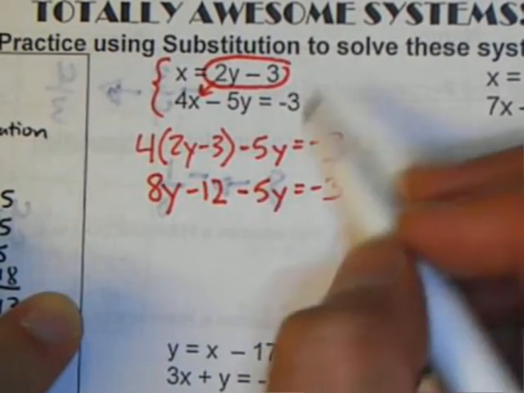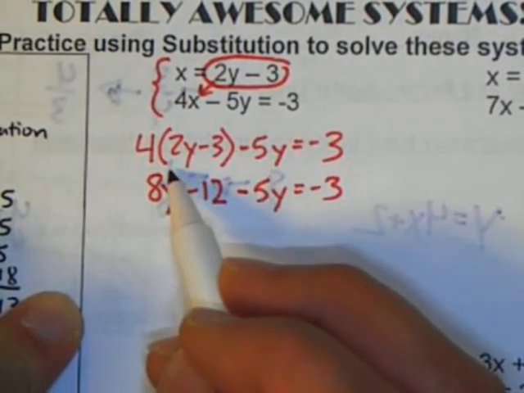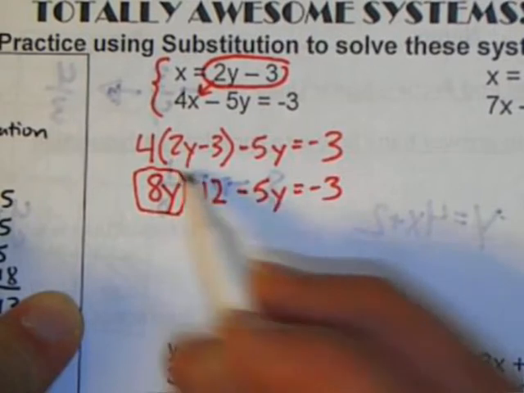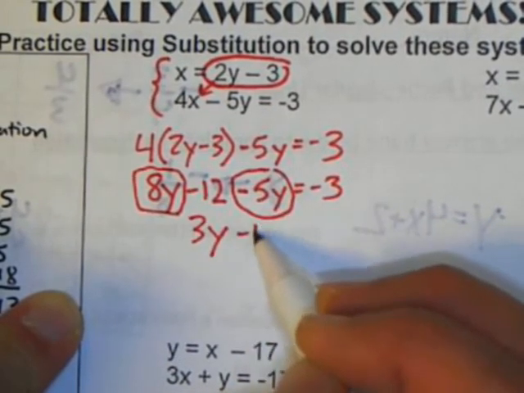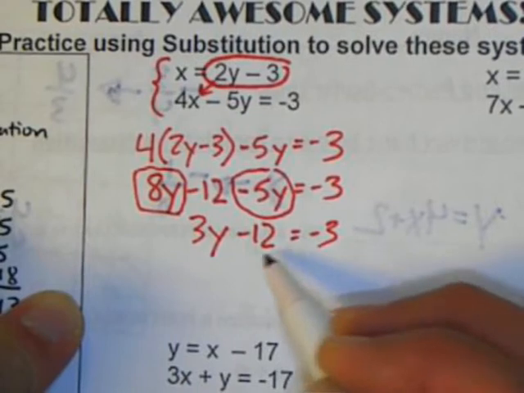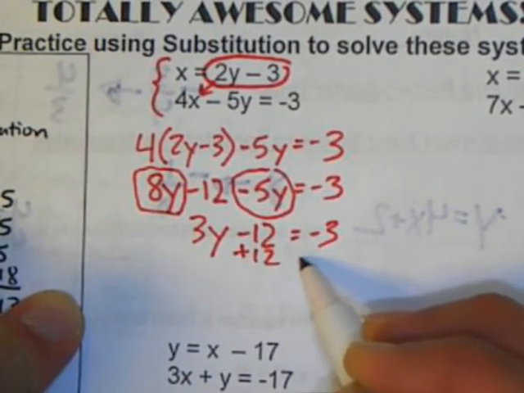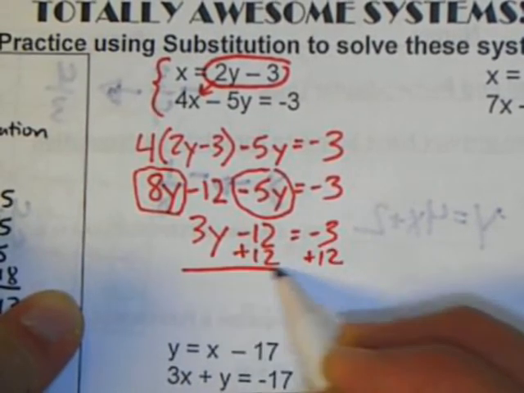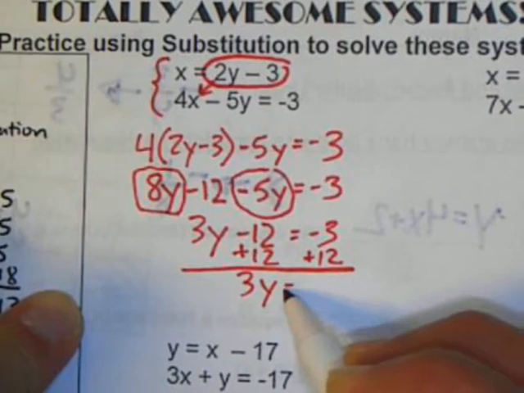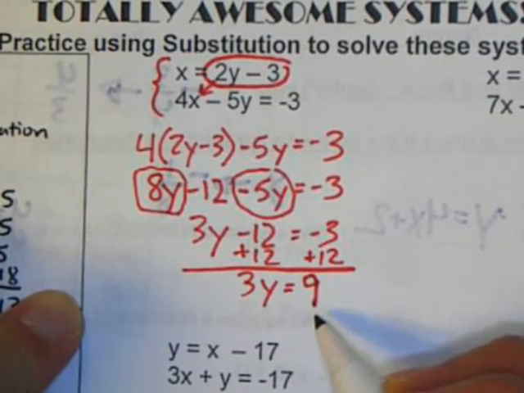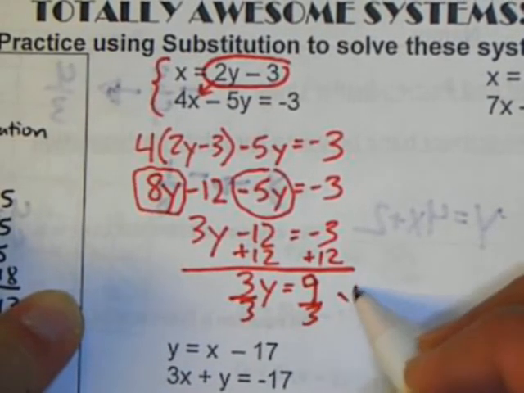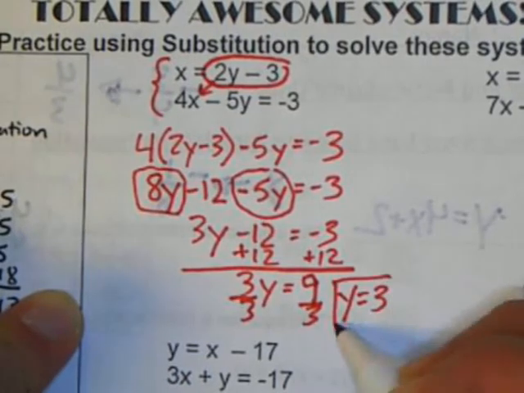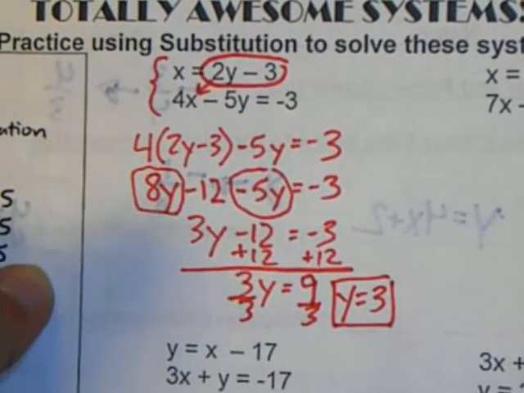Okay, now I'm going to combine like terms. Combine this 8y with this negative 5y. That's 3y. Minus 12 equals negative 3. Plus 12, plus 12. 3y equals 9. Divide by 3, divide by 3. Y equals 3. Okay, how do you find the x?